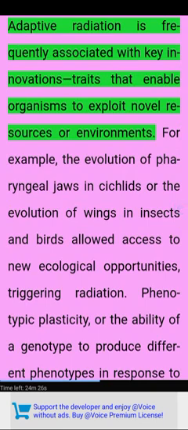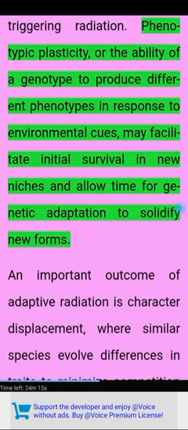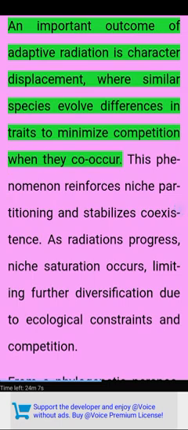Adaptive radiation is frequently associated with key innovations, traits that enable organisms to exploit novel resources or environments. For example, the evolution of pharyngeal jaws in cichlids or the evolution of wings in insects and birds allowed access to new ecological opportunities, triggering radiation. Phenotypic plasticity, or the ability of a genotype to produce different phenotypes in response to environmental cues, may facilitate initial survival in new niches and allow time for genetic adaptation to solidify new forms. An important outcome of adaptive radiation is character displacement, where similar species evolve differences in traits to minimize competition when they co-occur.